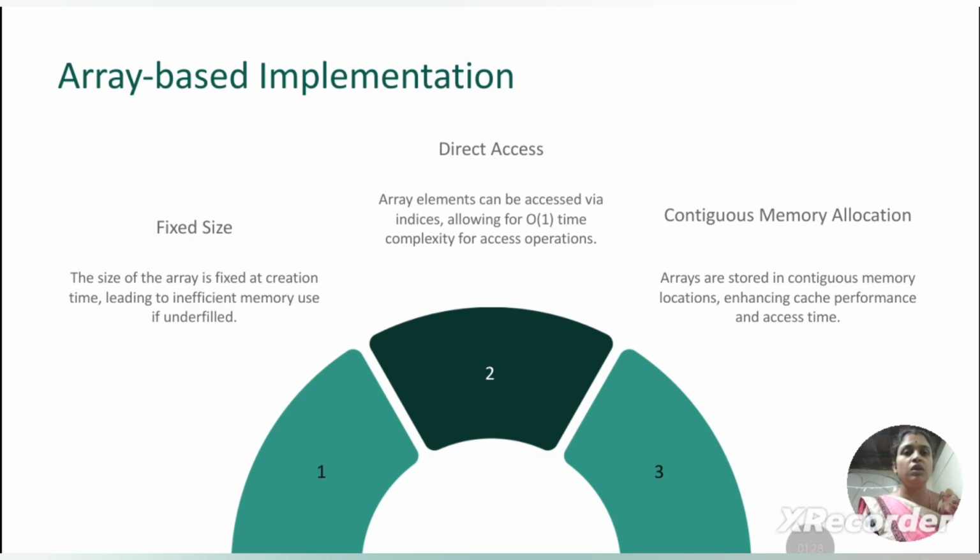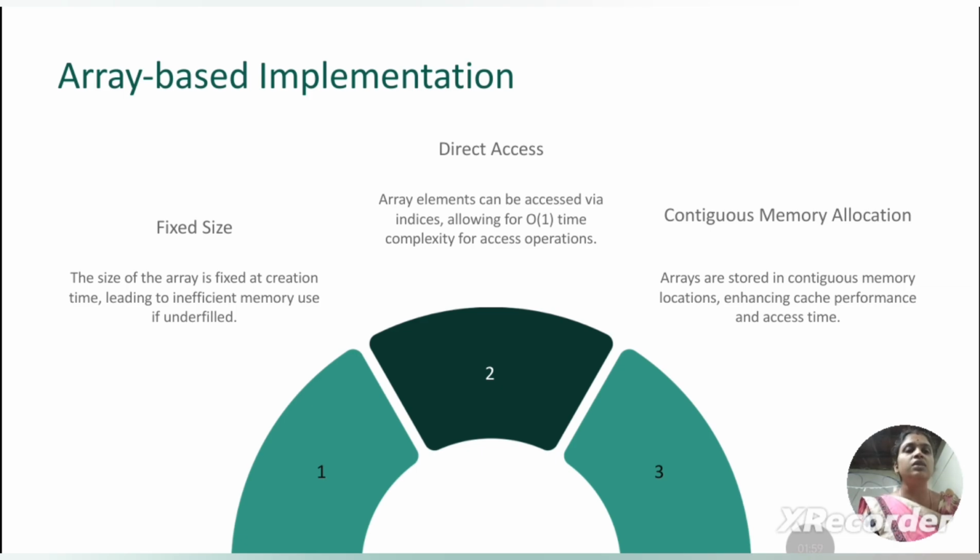Second one is direct access. Array elements can be accessed via indices, allowing for O(1) time complexity for accessing positions. What I mean by this is, we have index positions to access the elements of the array. Similarly we are going to use these indices to access the elements in the list. So the direct access will happen here. The time complexity is big O of 1.